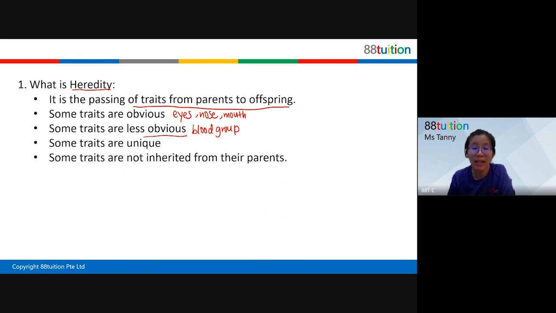So different blood groups can accept different kinds of blood. Okay, so that is one example. Some traits are not inherited from their parents. Okay, some is just you learn.